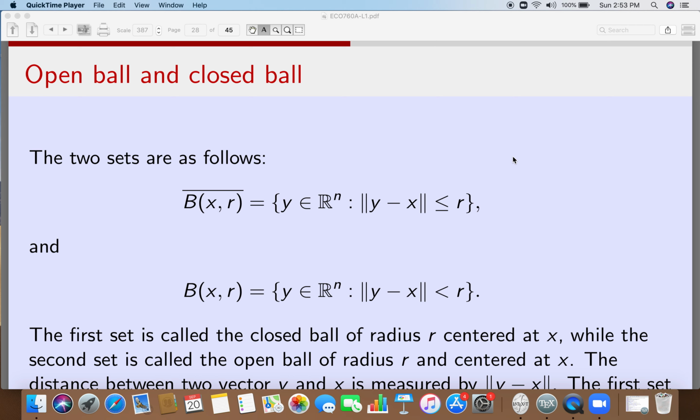Dear students, we are now going to study two important classes of sets called open sets and closed sets, which are very important to mathematical analysis and also very important when you study mathematical economics or economic theory.